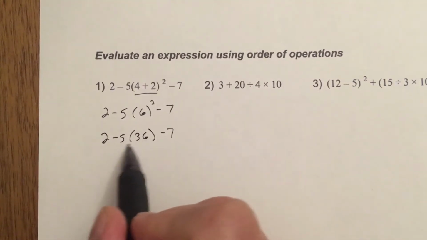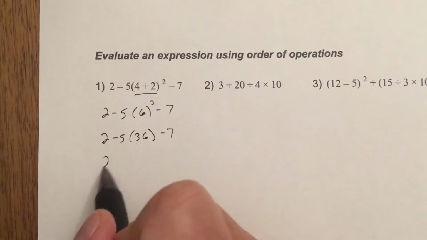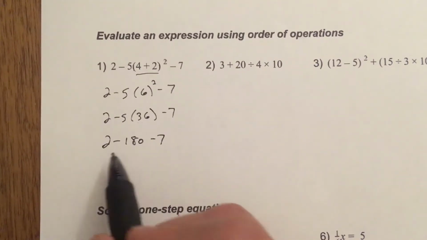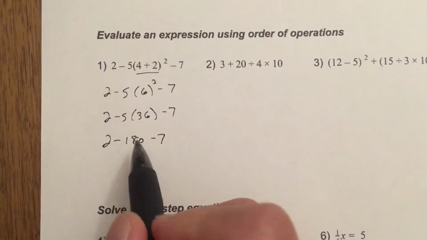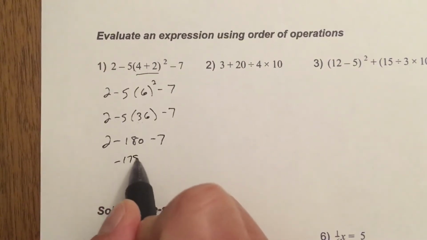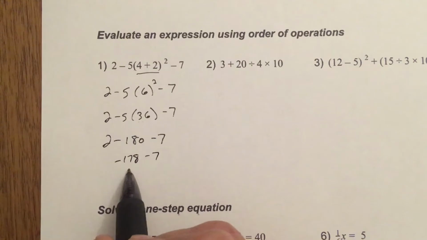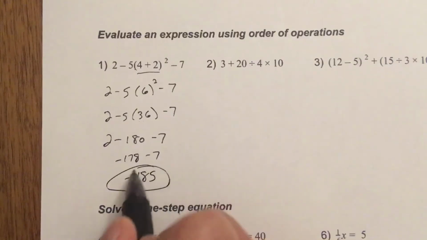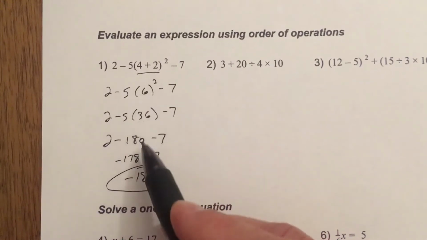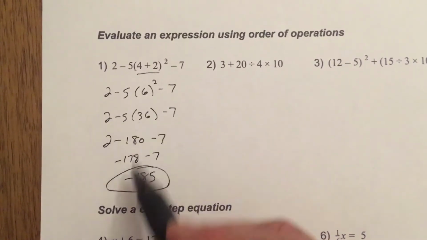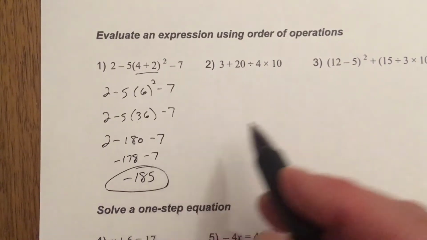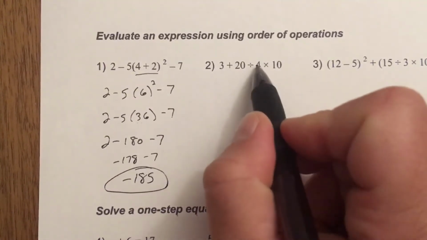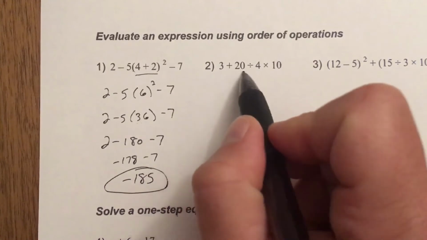Then we should multiply. 5 times 36 is 180. A little bigger than we're normally used to, but that's what we get. Now 2 minus 180 is a negative 178. And a negative 178 minus 7 is a negative 185. Now again, you can use your calculator to kind of check those steps, but we want to see those steps on your test tomorrow.